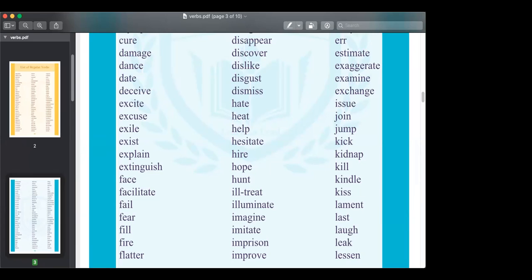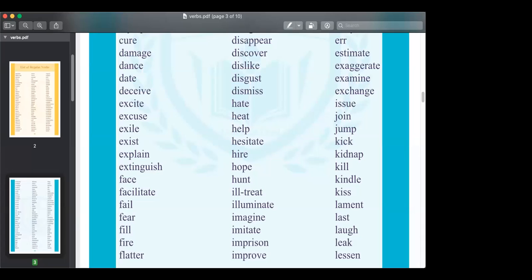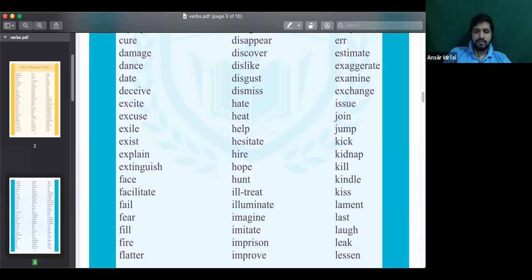Chalo, next. We need to offer. Do we need to offer? We don't need to offer. Very good. Next. We need to laugh. Do we need to laugh? We don't need to laugh. Good. Next.